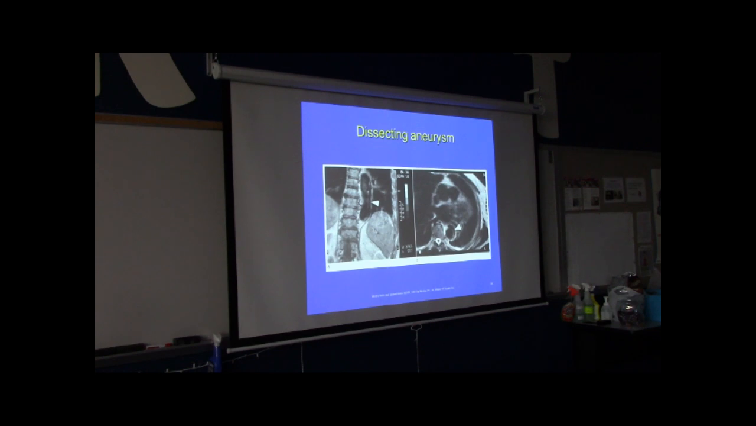And here's an image of a dissecting aneurysm, and this is a coronal image, and you can see that the intima is torn and is peeling away from the rest of the vessel. So blood is getting in between the intima and the rest of the vessel wall. And this is it on an axial image.